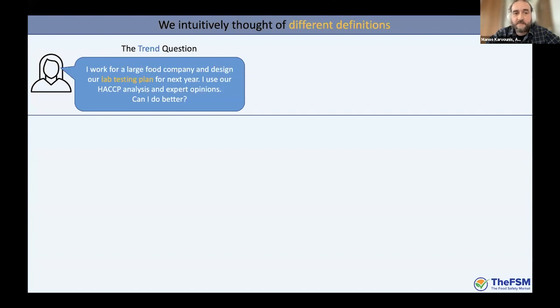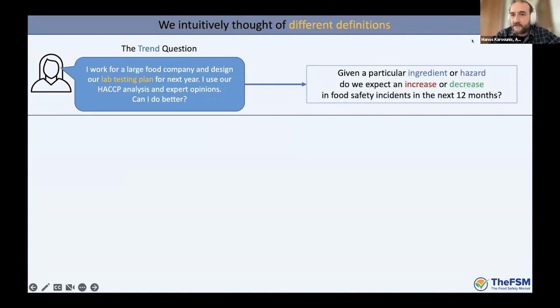I want to inspect a particular company. I know their historical incidents, but what should I be careful about? What are some particular hazards that might not have happened in the past that maybe I need to take into account this time? So this turns into a rather concrete question, which is, given a particular ingredient and a particular hazard, do we expect an increase or a decrease in food safety incidents in the next 12 months?